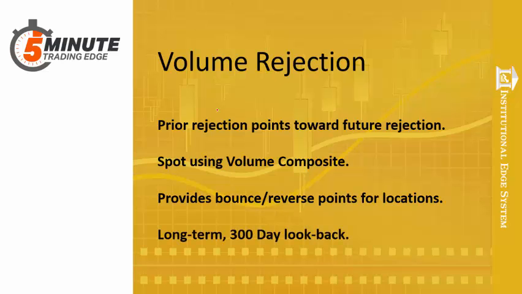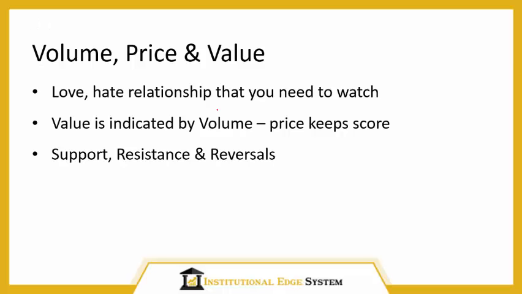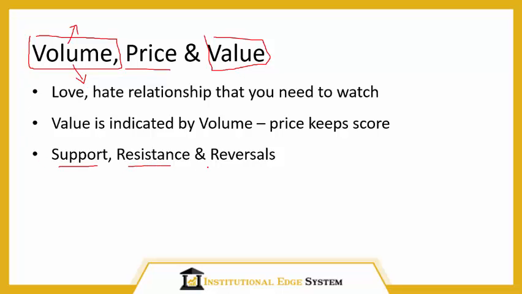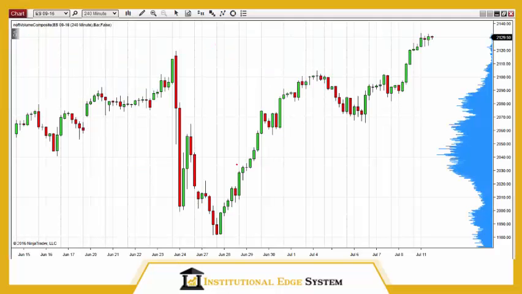Now again, our time frame is 300 days, and then we work our way in, but it's a long-term macro look at the market. Now this starts with understanding the relationship between volume and value. We point this out as a love-hate relationship that you have to keep an eye on, but the market shows its attitude towards value by increasing or decreasing volume. Where volume has picked up, you can see a lot of appetite. Where volume dies down, you can see less appetite. Price is really just a way of keeping score, telling you where you're at. And once you understand and are able to spot volume positions, we understand then where support, resistance, and potential reversals might take place. So let's take a look at this.